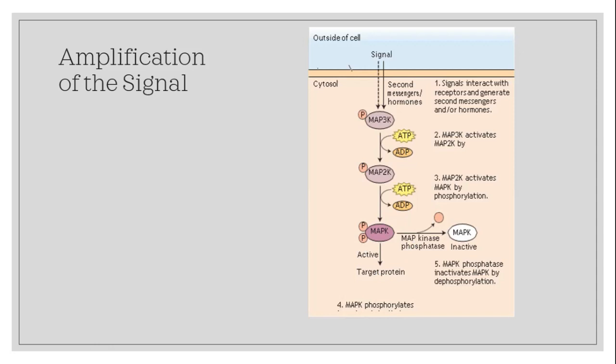At every level where the signal is transferred, there is amplification of the signal, because at every level more signaling molecules are produced. At the initial stage the number of MAP3K is less, but at MAP2K the number increases, and the MAPK number is larger than the MAP2K number, and ultimately that will activate a large number of target proteins, and those will bring about the desired response. So at every level, when enzyme linked receptors transfer the signal, there is amplification of the signal, and you get a very strong signal.